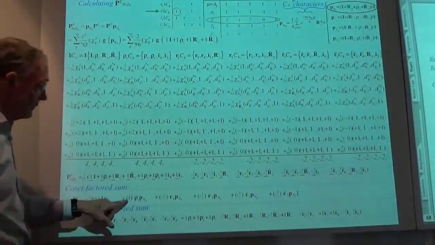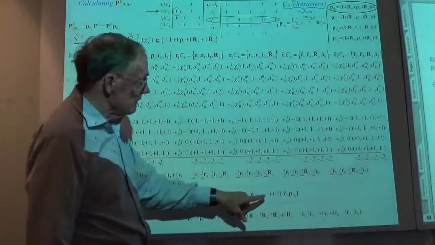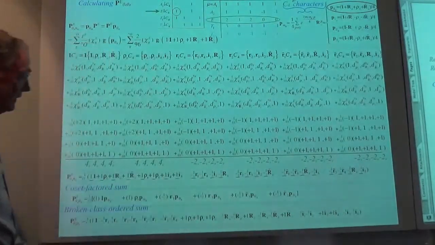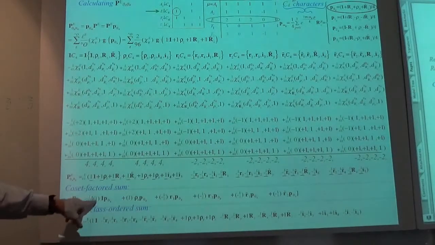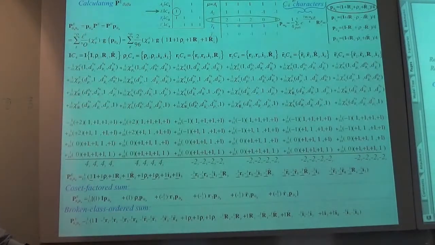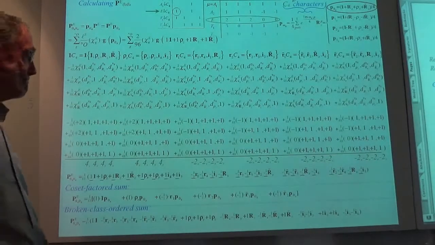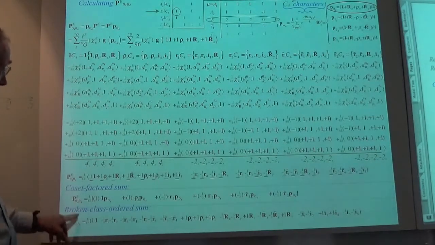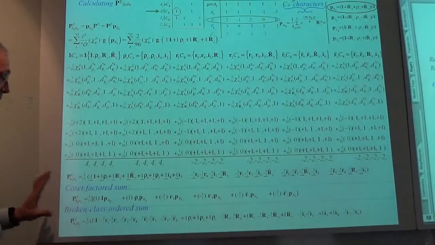These are the things that are going to be our wave functions today to diagonalize some weird tunneling thing. It's those 6 numbers. We only need a number for each coset. That's really what the factoring boils down to, for each coset. But you can do it in a broken class ordered sum.